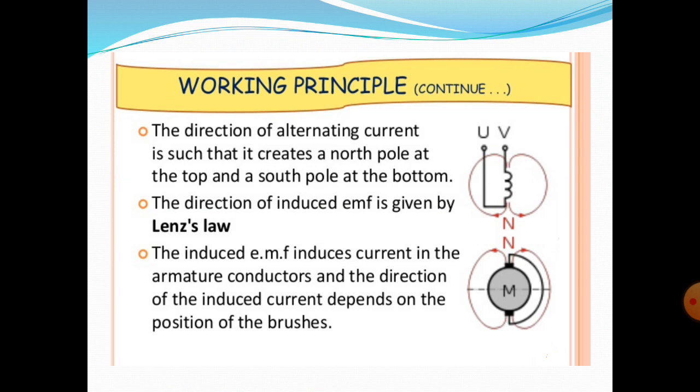In this principle, the direction of the alternating current is such that it creates a north pole at the top and a south pole at the bottom. The induced EMF induces current in the armature conductors, and the direction of the induced current depends upon the position of the brushes.